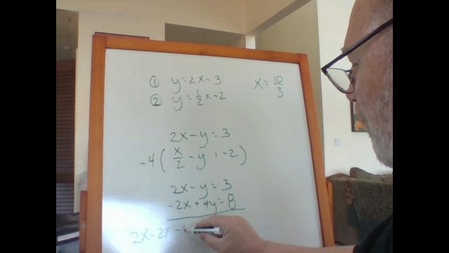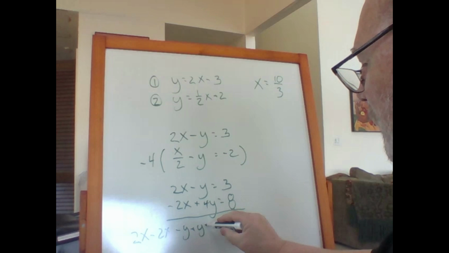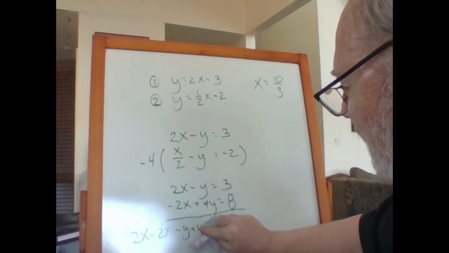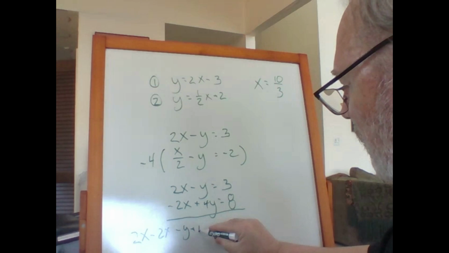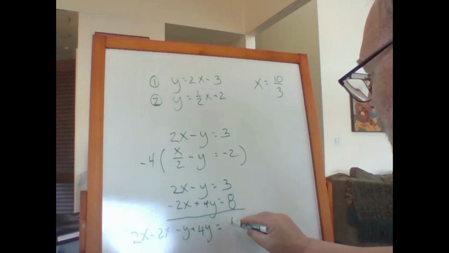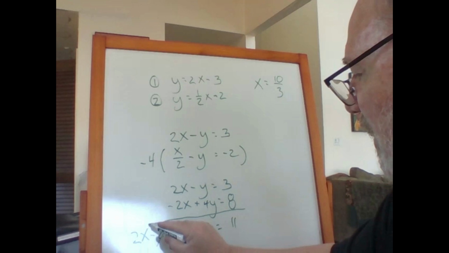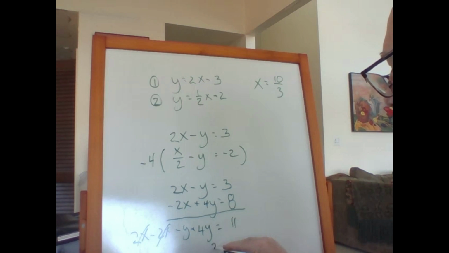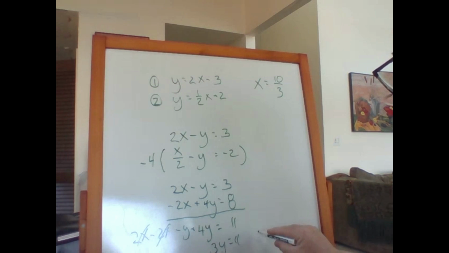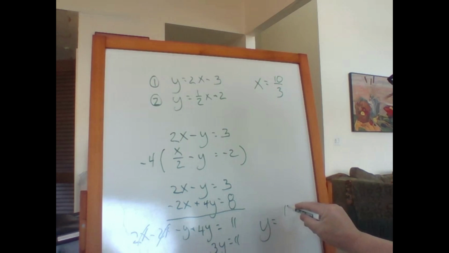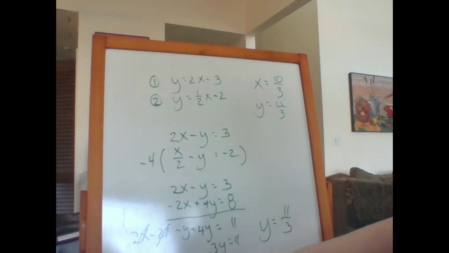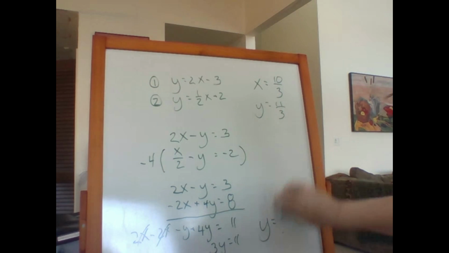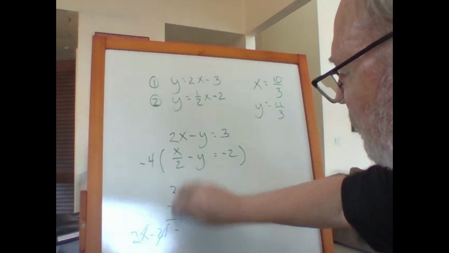And now we add these together, and we got 2x minus 2x, that cancels. We got minus y plus 4y. Whoops. A little ahead of myself there. Plus 4y equals 11. These cancel, and we got 3y equals 11, or y equals 11/3. So y equals 11/3. So that's our point in space where those two equations intersect.